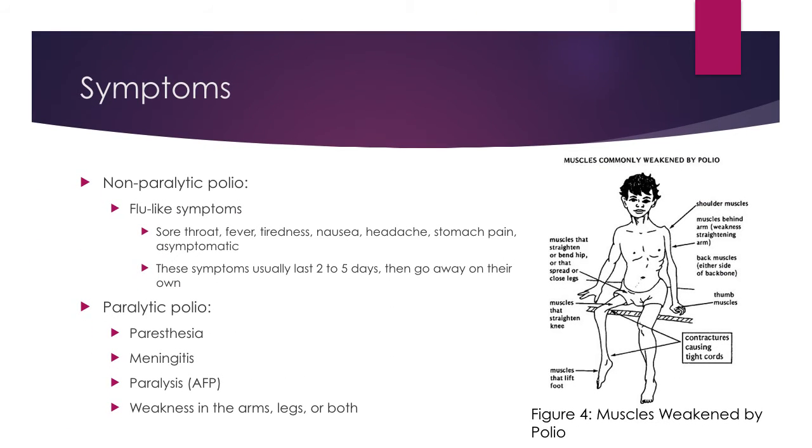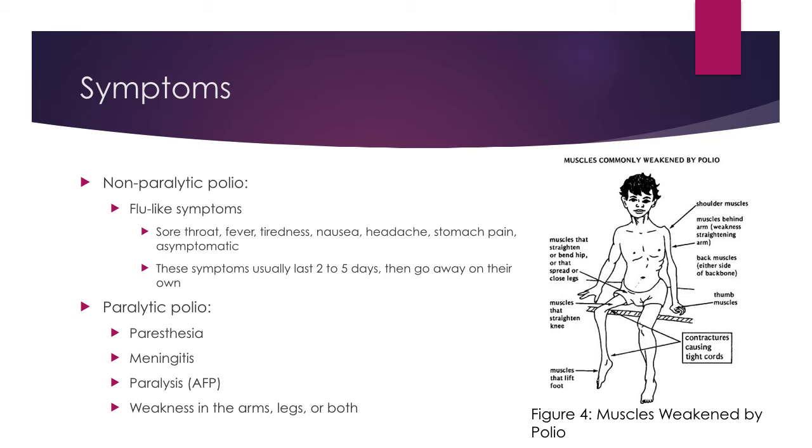Some symptoms, we have non-paralytic polio, where you get flu-like symptoms such as sore throat, fever, tiredness, nausea, headache, stomach pain, and you can also just be asymptomatic, not show any symptoms at all. These symptoms usually last 2 to 5 days and then go away on their own.